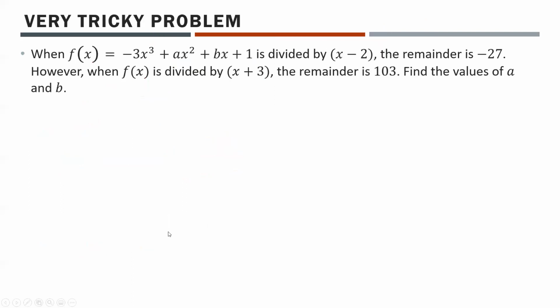This is a very tricky problem. This is about as advanced as remainder theorem kind of questions get. Here we go. So when f of x equals that whole chunk there, and notice we have an a and a b missing. We don't know what those are. When this whole chunk is divided by x minus 2, the remainder is negative 27. However, when f of x is divided by x plus 3, the remainder is positive 103. Find the values of a and b.